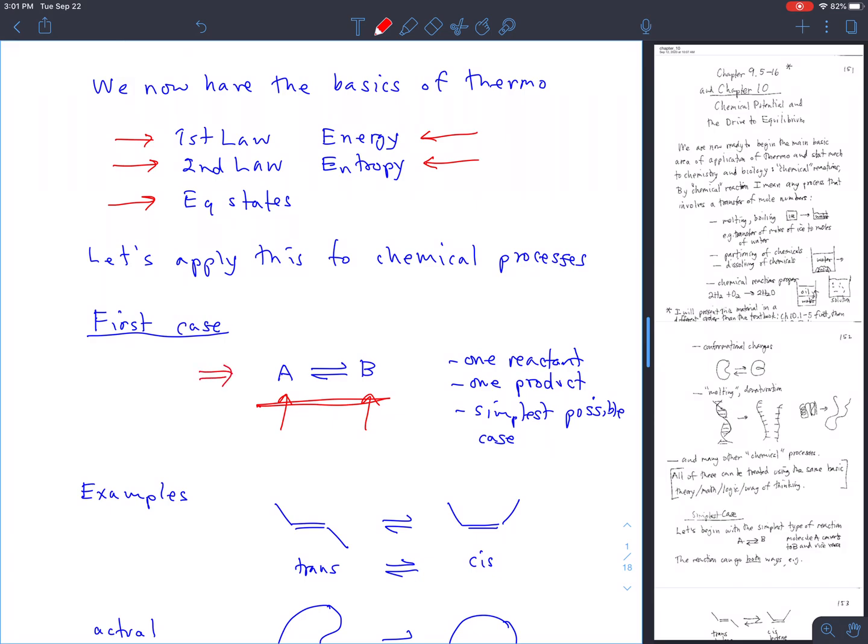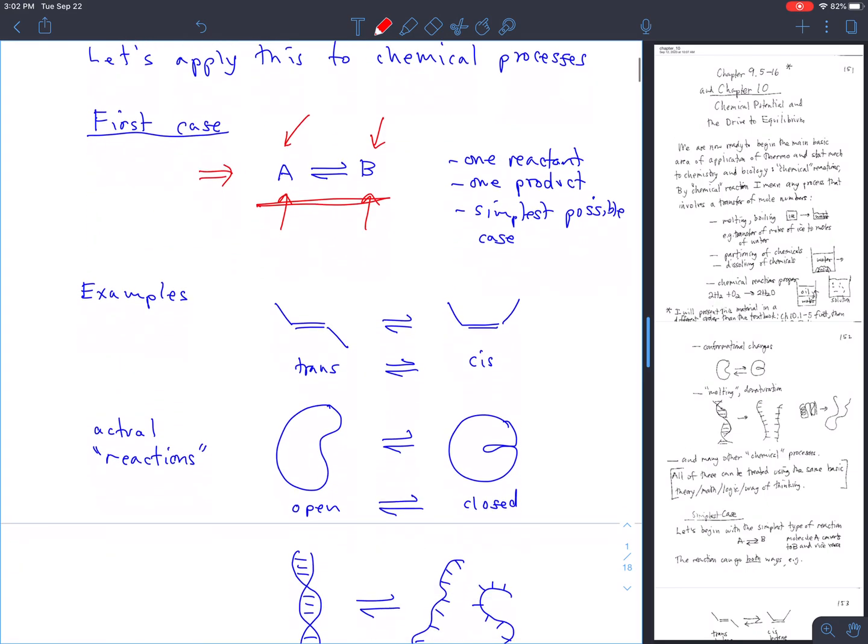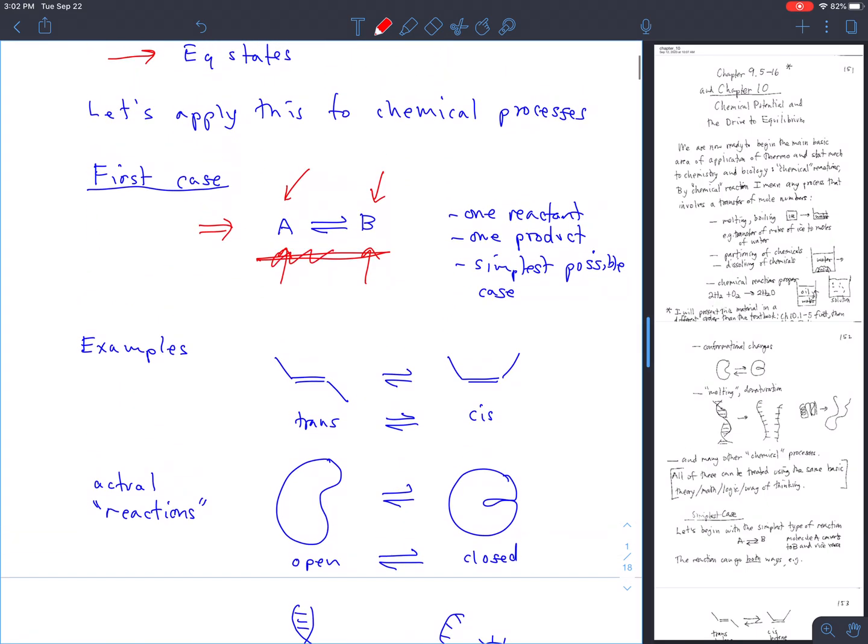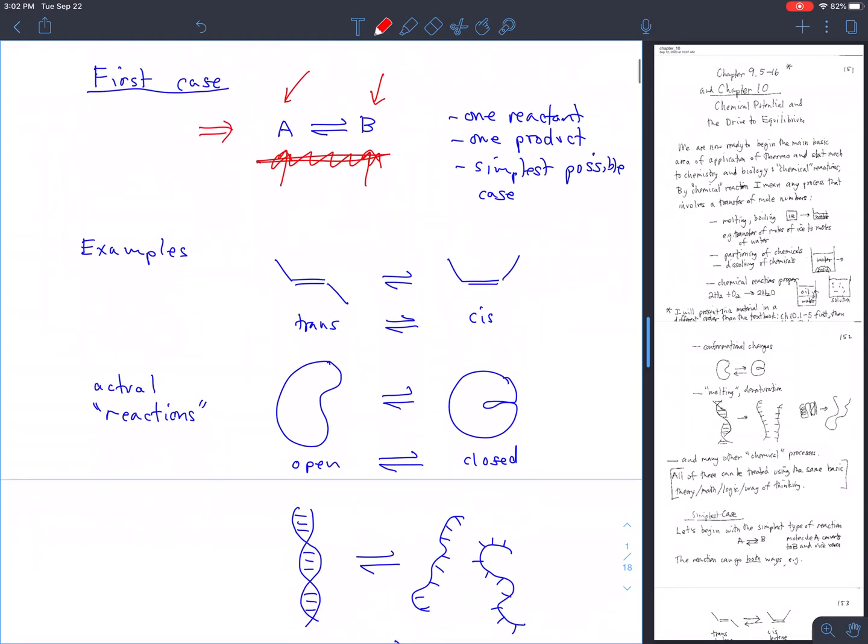So we're not going to consider anything about how fast it goes, only about what the concentrations or other related activities, if you like, for the reactant A and the concentration for the product B are when they reach equilibrium. This very simple chemical reaction, despite the fact that it's so simple, applies to a whole bunch of different cases. Let me give a few examples.